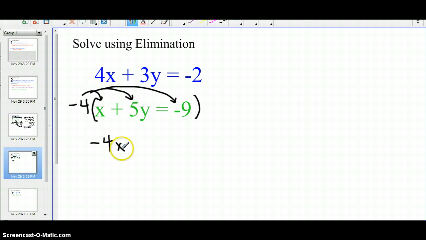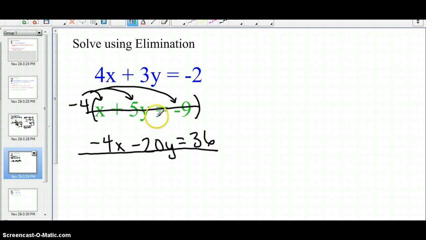Negative 4 times x is negative 4x. Negative 4 times 5y is negative 20y. And then negative 4 times negative 9 is positive 36. Once you've distributed that, you're done with this equation. Don't use it. Now combine your first equation and the one that you've changed.